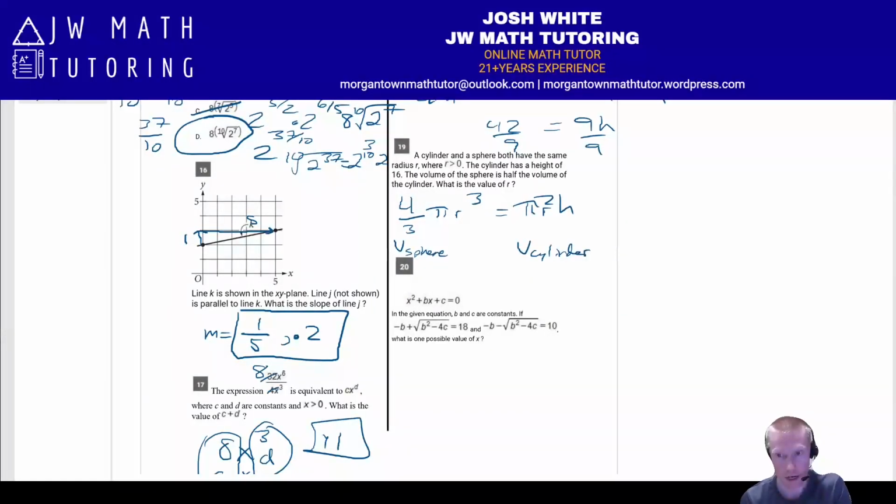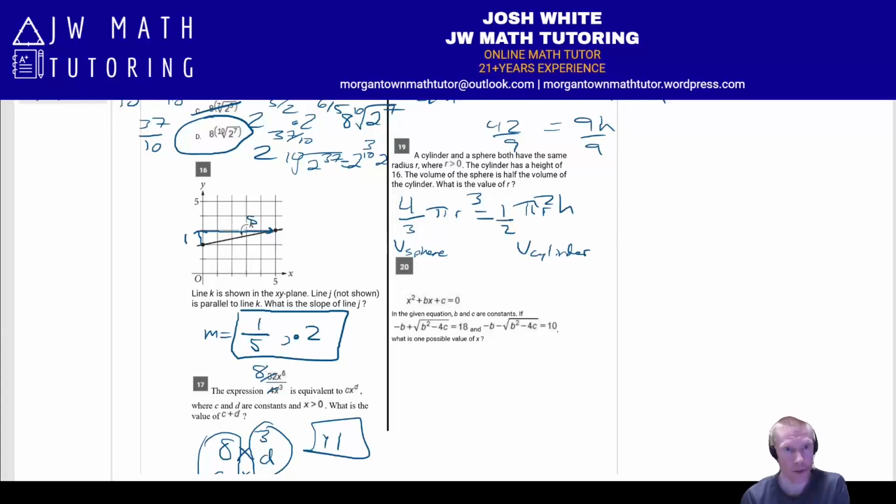Volume of the cylinder. Okay. Now, notice again, they tell us that the volume of the sphere is half the volume of the cylinder. So that means the 1/2 here will go on the right side. In other words, the volume of the sphere is equal to 1/2 multiplied by the volume of the cylinder. So the sphere equals half the volume of the cylinder.